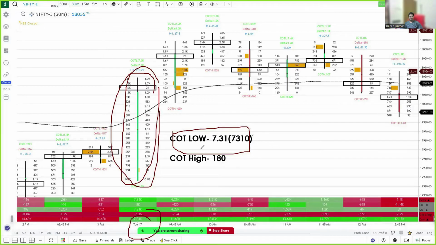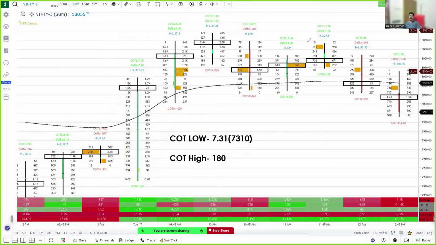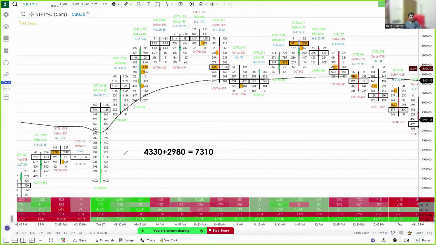So again, cart high is 180, right? This is where cart high is. If you go into the next slide, we have two 15 minutes. These are two 15 minutes. So how do I calculate this? The cart low of the first 15 minutes, that is nothing but this one, 4330. Right? 4.33K is nothing but 4330.